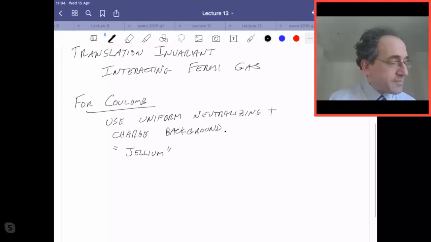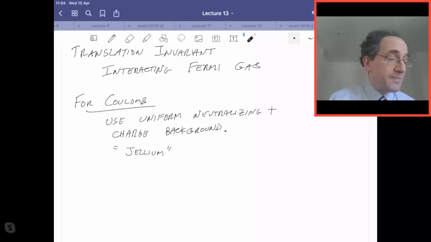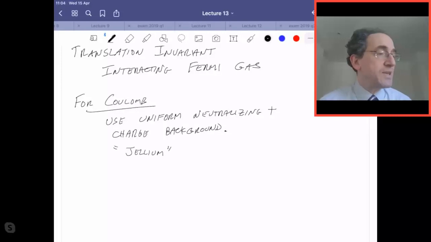Anyway, so when we use a Coulomb interaction, sorry for that long digression, we're going to use a uniform neutralizing positive charge background to get rid of the divergence of having all these negative charges interacting with each other.